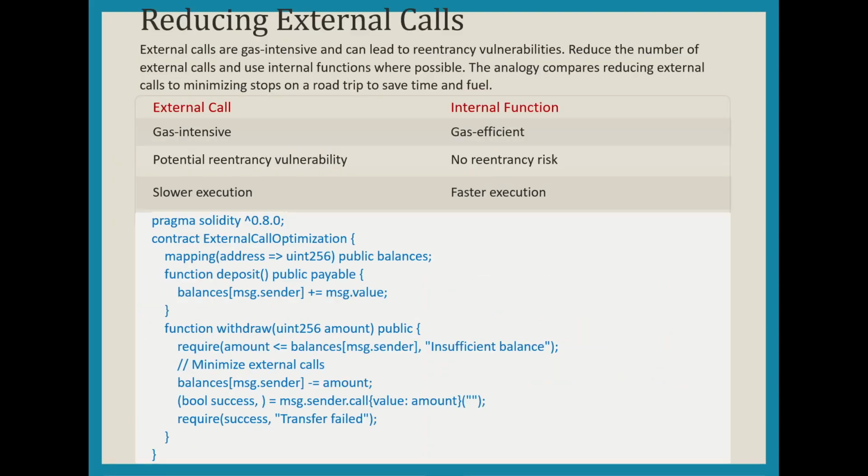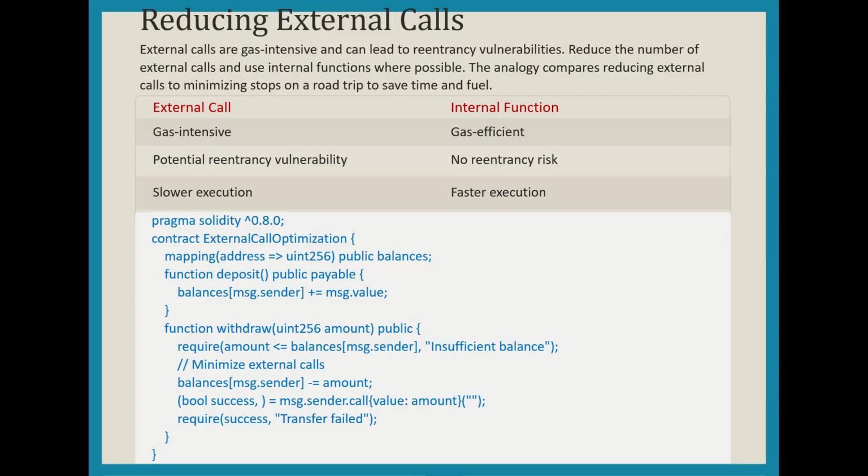Next, what we are going to try and do is reduce external calls. External calls are gas intensive and can lead to re-entrancy vulnerabilities. We have discussed these in previous videos in great detail. You can always refer back to them if you have any confusion. So we try to reduce the number of external calls and use internal functions wherever possible.